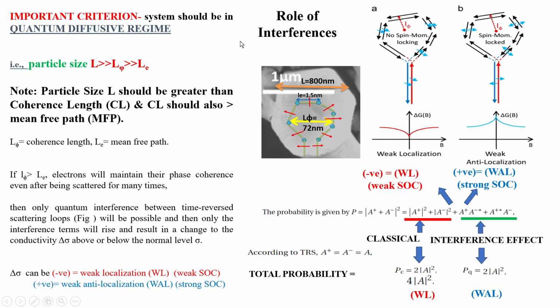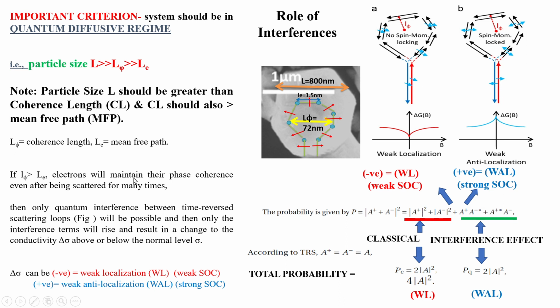The important conditions for the weak anti-localization signatures: the particle size should be greater than the coherence length. And the second one, the coherence length should be greater than the mean free path, to maintain the phase. So the coherence length should be greater than the mean free path.